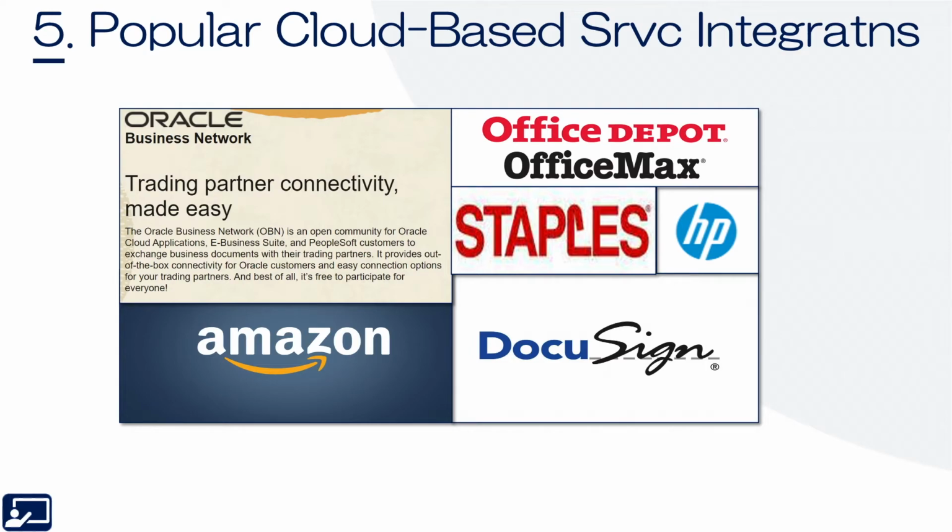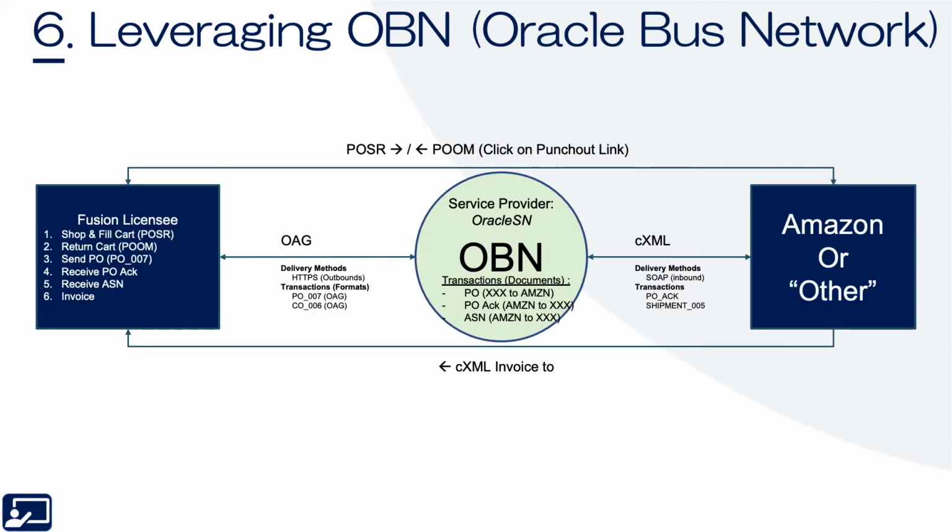Next up, popular cloud-based service integrations. So OBN is really good. It allows different ERPs to exchange documents. Think about it almost like a VAN for EDI. One party will send an outbound PO, it becomes the inbound sales order, and same with invoicing, bill, etc. And so we're seeing more and more Amazon. It's a little bit more complicated, but we do start to see it now. Office Depot, Staples, HP are common punch-out integrations. And then, of course, my favorite, DocuSign for contract signature.